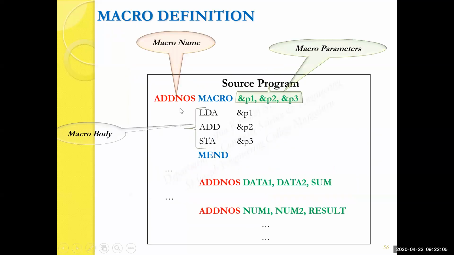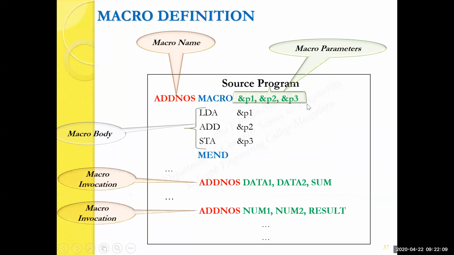So add numbers is the name of the macro. The body has 3 instructions. Parameters are P1, P2, P3. And we have 2 macro invocations referring to the macro add numbers. This is a macro definition.